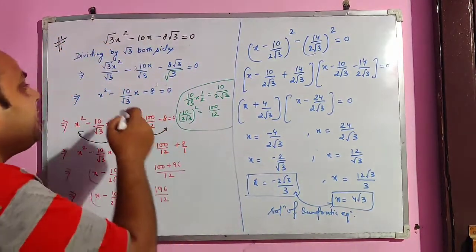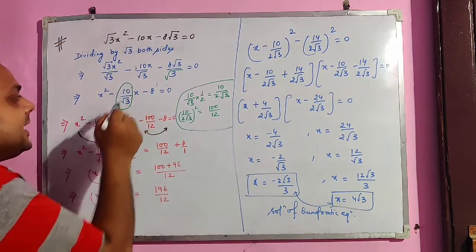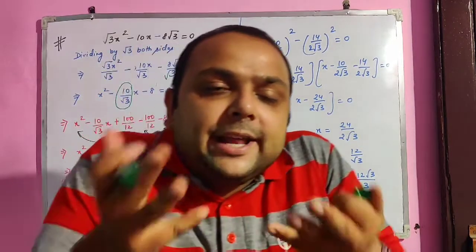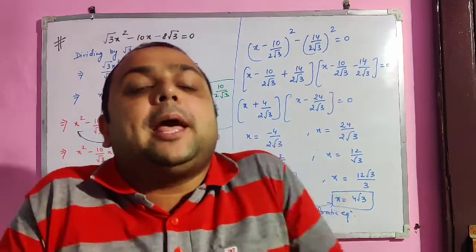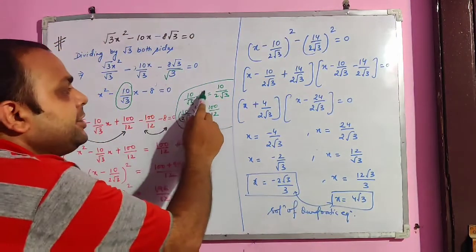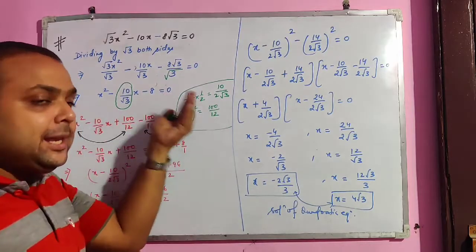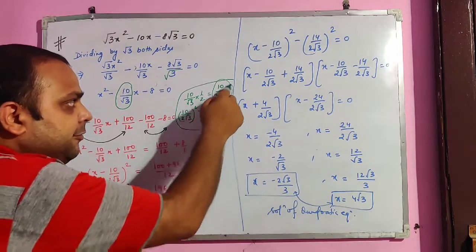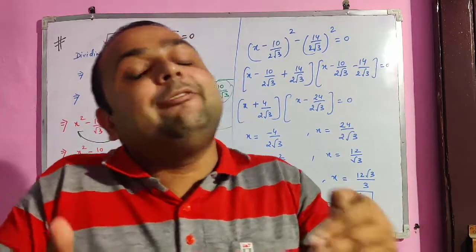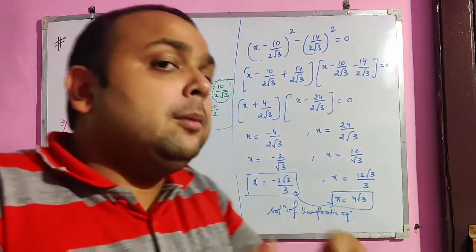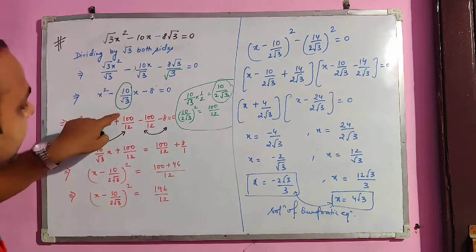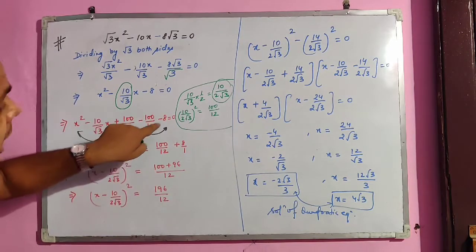After this, whatever we have as the coefficient of x, that is 10 by root 3, should be multiplied by half, and then we have to square that. So that is 10 by 2 root 3. Squaring this complete term, we get 100 by 12. We have to add that particular term and we also have to subtract it. So we get x square minus 10 by root 3 x plus 100 by 12 minus 100 by 12 minus 8 equal to 0.